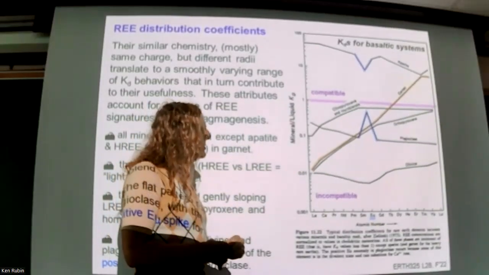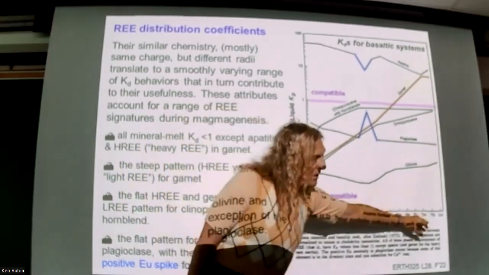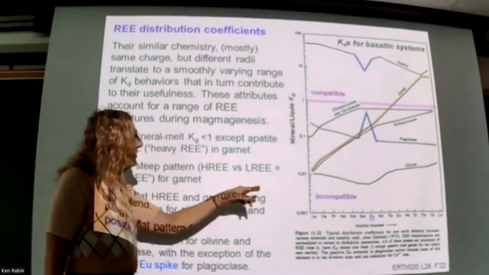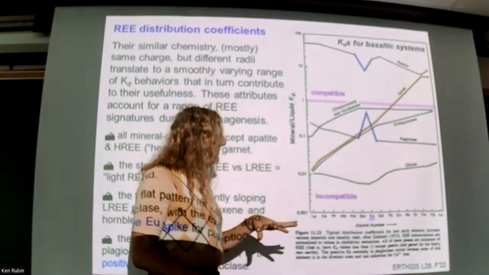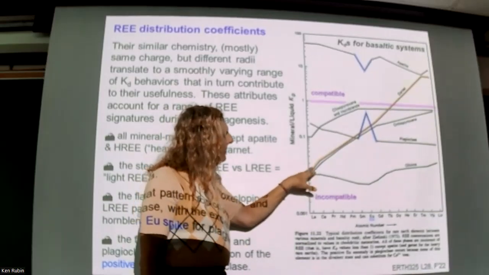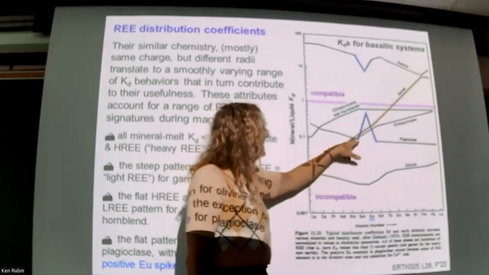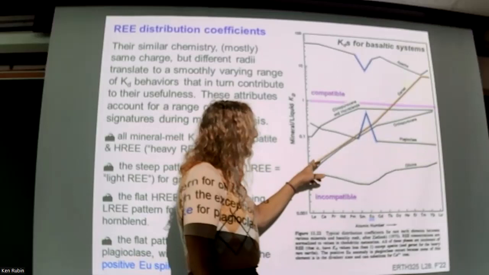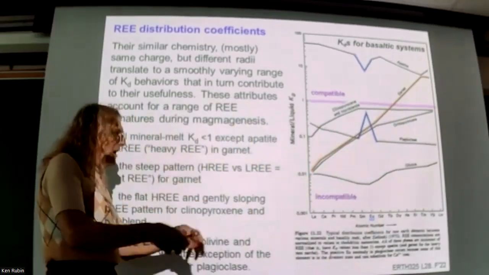Now, some of these other minerals have more variations. We go from big to small across the rare earth system. For instance, look at orthopyroxene, right? So it is, in a relative sense, relatively depleted in the light rare earths and relatively enriched in the heavy rare earths. The mineral garnet does the same thing, except it's got this greater distinction, or it favors the heavier rare earths. So it provides more leverage on magmas.